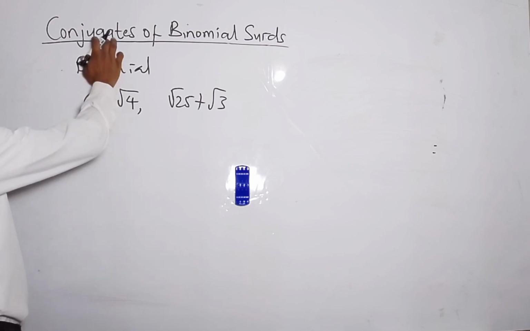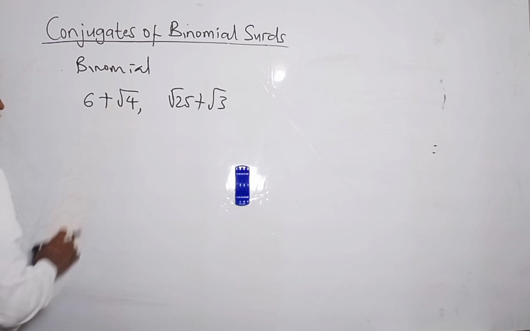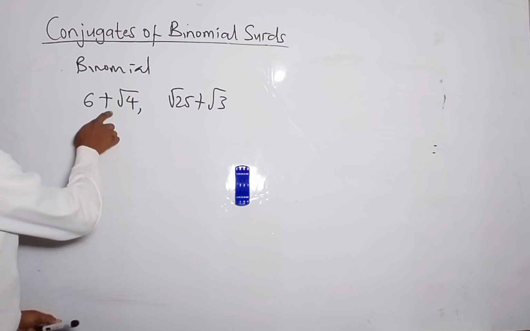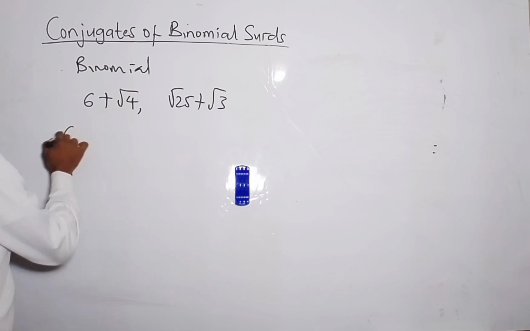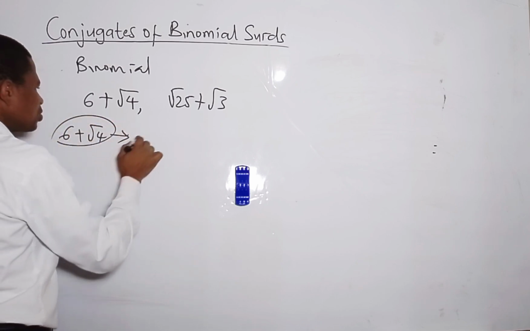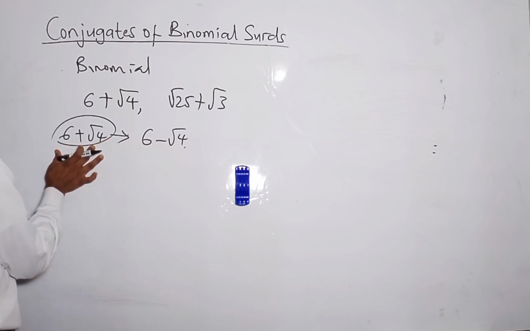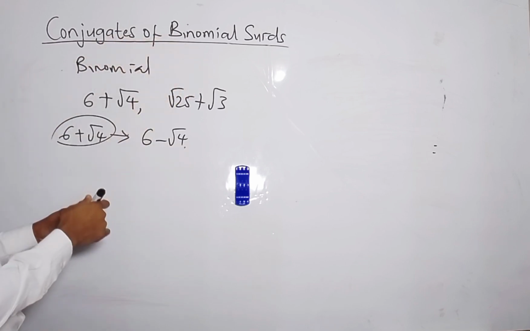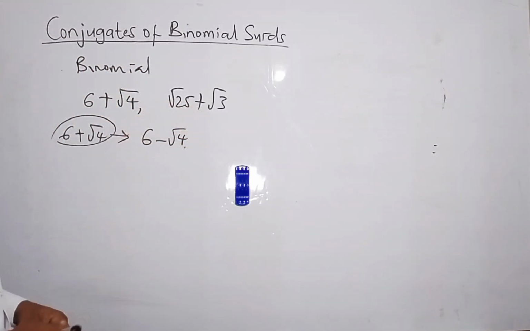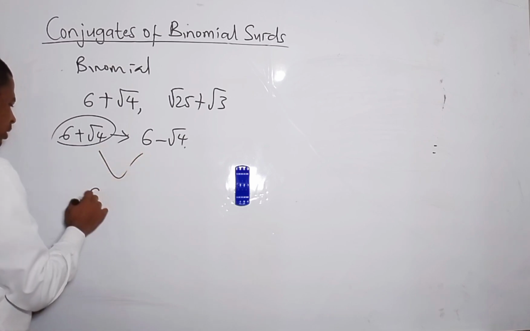Now, what are conjugate surds? Conjugate surds are the opposite of binomial surds. What we use to rationalize binomial surds. For instance, we have 6 plus root 4 as a binomial surd. The conjugate of this will be 6 minus root 4. So we use this to neutralize this. Conjugate surds are the opposite of the original surds that we are given, used to rationalize the surd that we are given. Most times this ends up in difference of two squares.